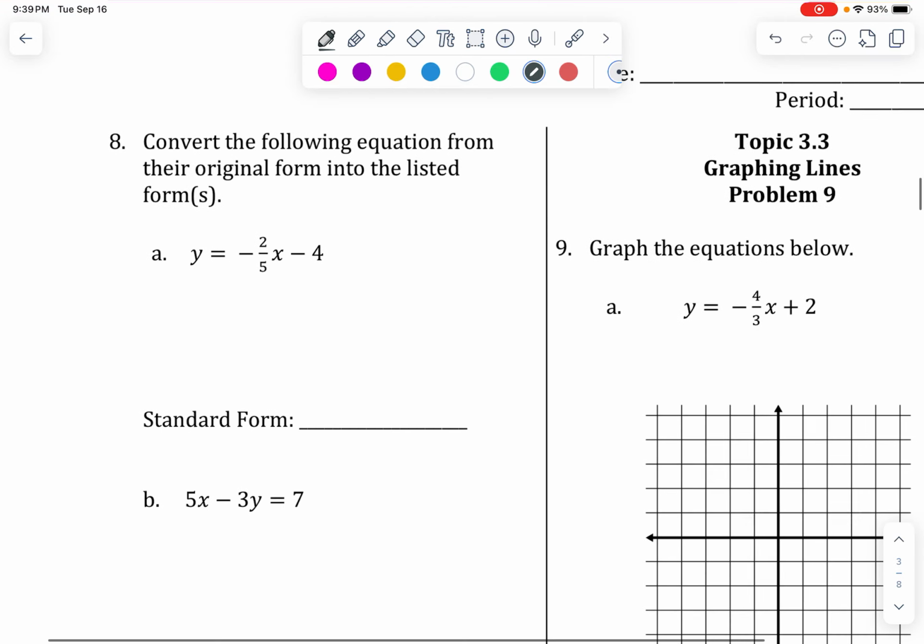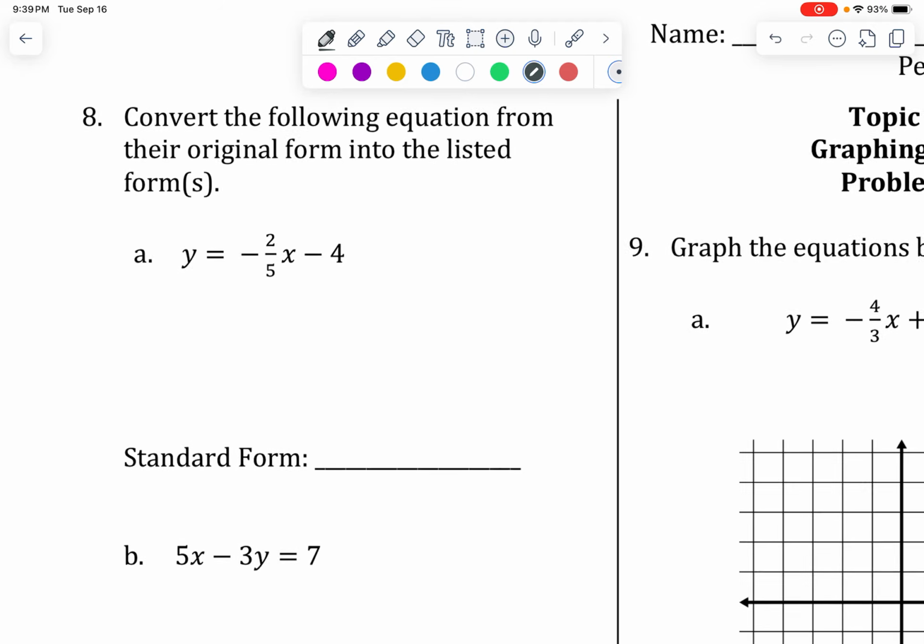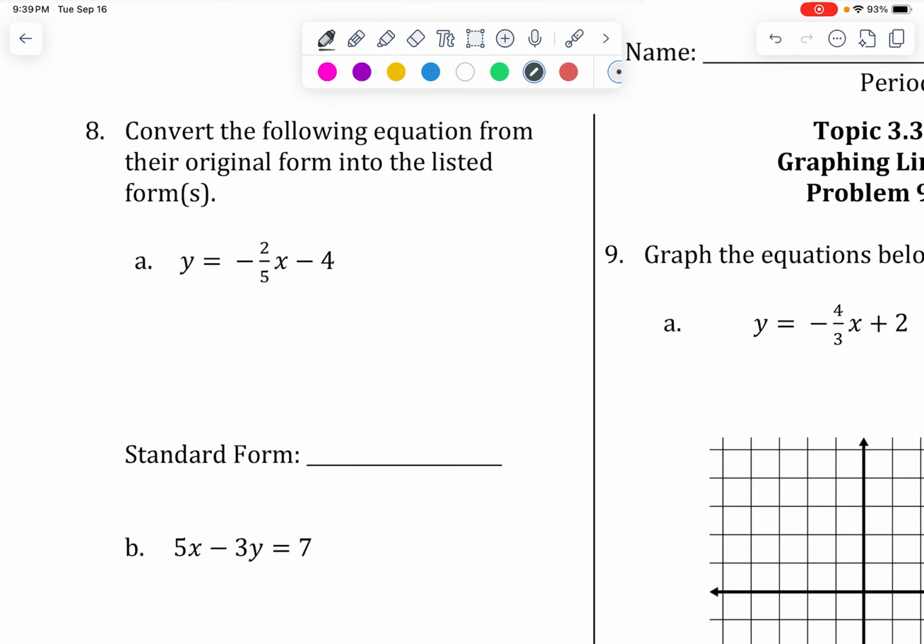Convert the following equations from their original form into the listed form. If you don't remember how to do this, on your day 4 homework, I put a whole explanation and examples of all the steps to go from every form, and an example to look at. So pull out your day 4 homework and look at all that conversion help that I put at the top.